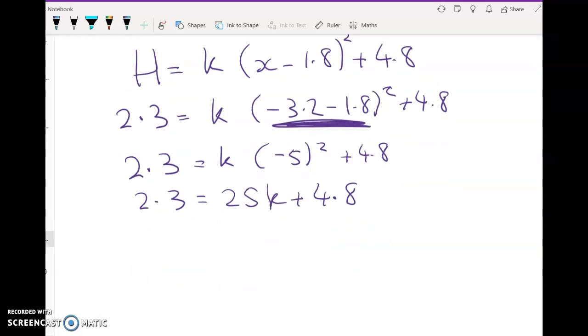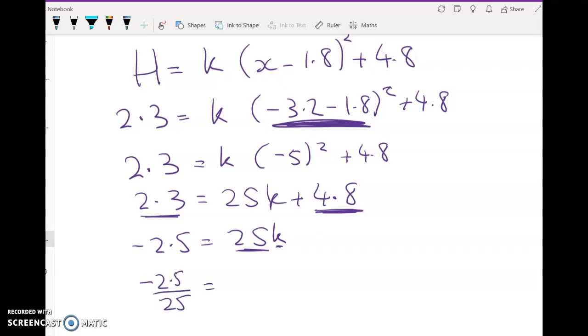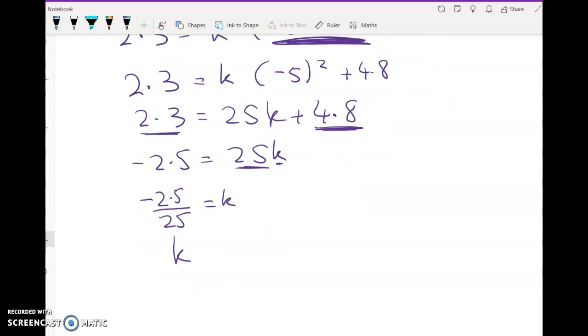Now I'm back to year 9 algebra, right? I've got a two-step equation. I'm going to subtract this from both sides of the equation, and that's going to give me negative 2.5 is equal to 25k. And now I've got 25 times a number. I want to just have the number. I'm going to divide both sides by 25. So negative 2.5 over 25 is equal to k. That gives me k is equal to negative 0.1.